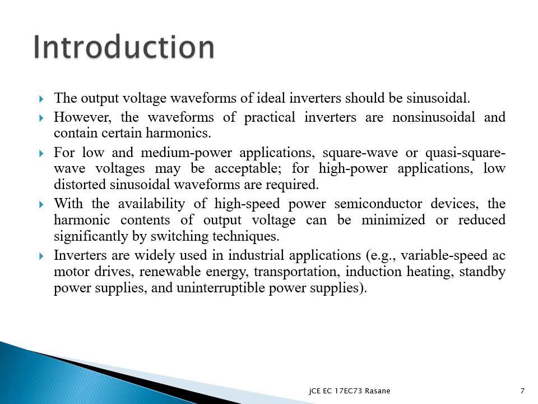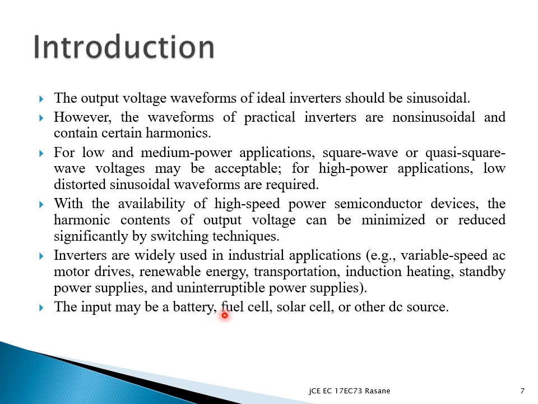Inverters are widely used in industrial applications. Examples would be variable speed AC motor drives, renewable energy, transportation, induction heating, standby power supplies, and uninterrupted power supply. The input may be a battery, a fuel cell, a solar cell, or other DC source. So input has to be DC. So these are some of the different ways that we can have an input: battery, fuel cell, solar cell, or any other DC source.